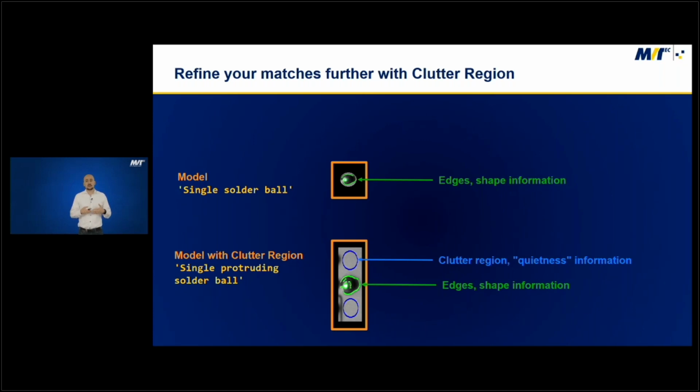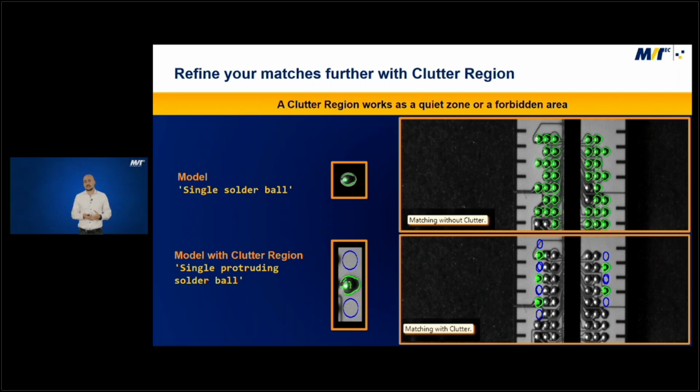And what you can do with clutter is, additionally to the model, you can define areas of quietness. So for example, here in the lower image, we visualize in blue circle areas where we do not want to have any edge information. And the result is shown in this example. On the upper image, you can see that using the regular shape-based matching without the clutter, you find every solder ball and now manually have to select the ones which have this quietness information on top and below.